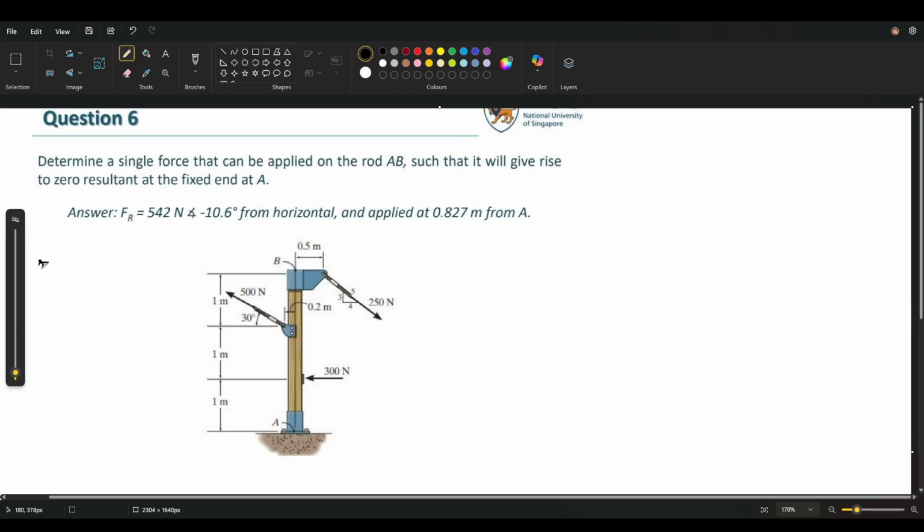What do I mean by that? Force X equals to 0. Force Y equals to 0. And moments about A equals to 0.